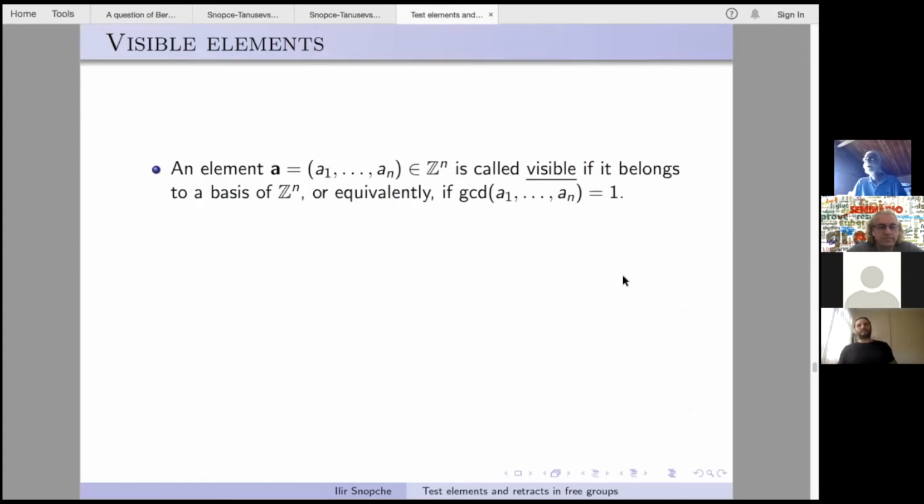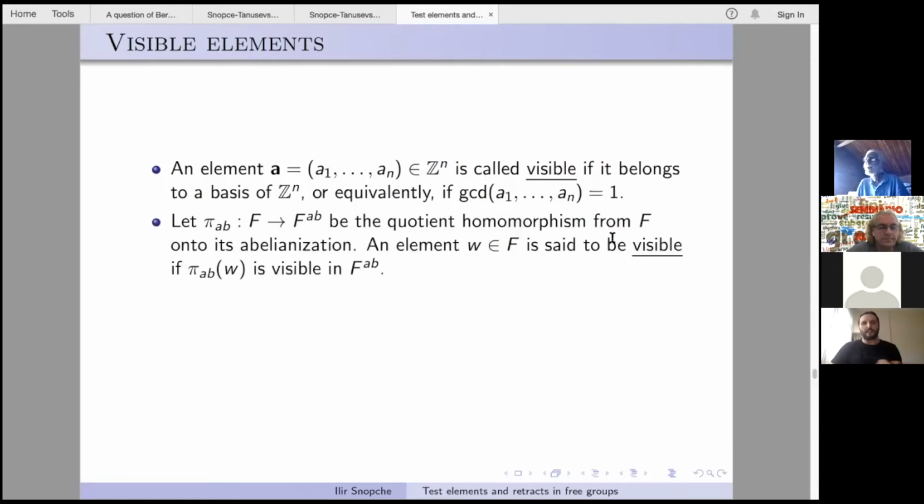Okay, so now hopefully this is the last notion which I will introduce today. I made a couple of definitions, but this is an interesting definition in itself. So an n-tuple (A1, ..., An) in Z^n is called visible if it belongs to a basis of Z^n, or equivalently, if the GCD of these coordinates A1 up to An is equal to 1. So this is what is called a visible element, okay?